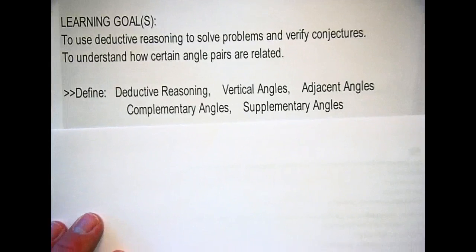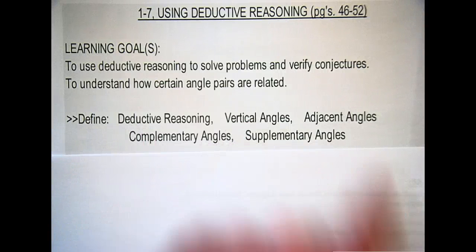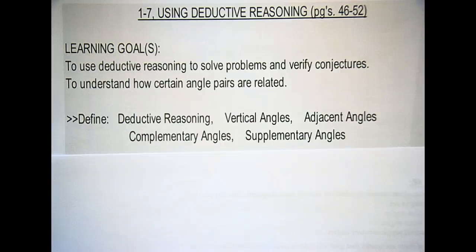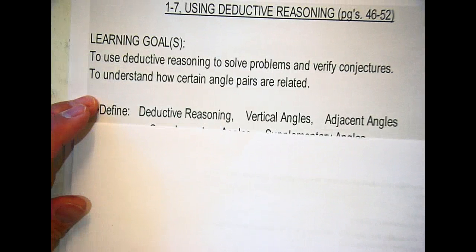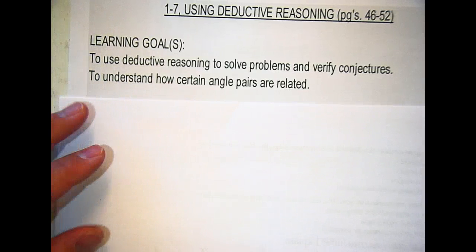All right, so the first thing you need to do is get a textbook and define deductive reasoning the best you can. I'm not so concerned that you define deductive reasoning all that much, but define vertical angles, adjacent, complementary, and supplementary angles. Use pictures to help yourself define those. So we talked a little about deductive reasoning, but vertical angles, you're going to see that a lot this year.